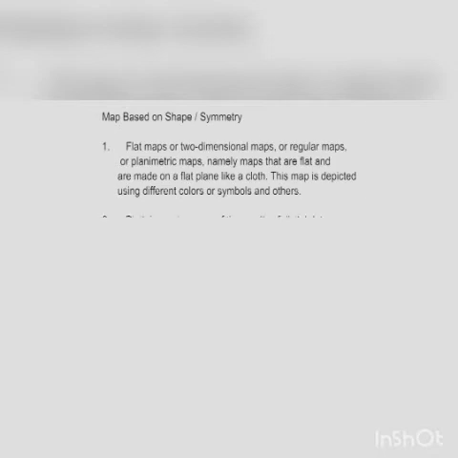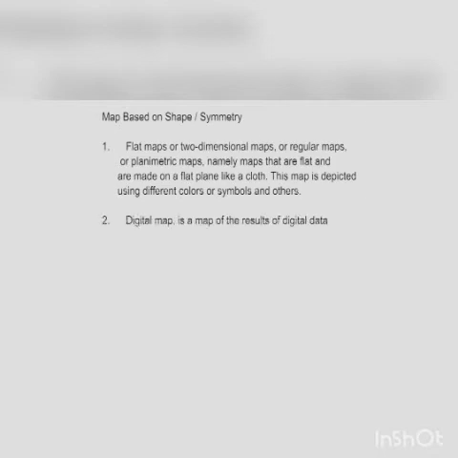Maps based on shape or symmetry. 1. Flat maps, or two-dimensional maps, or regular maps, or planimetric maps, namely maps that are flat and made on a flat plane. This map is depicted using different colors, symbols, and others.